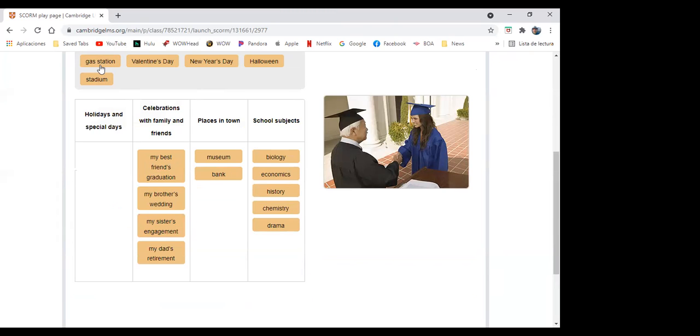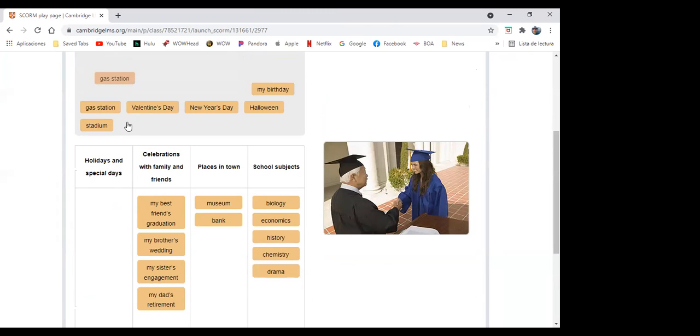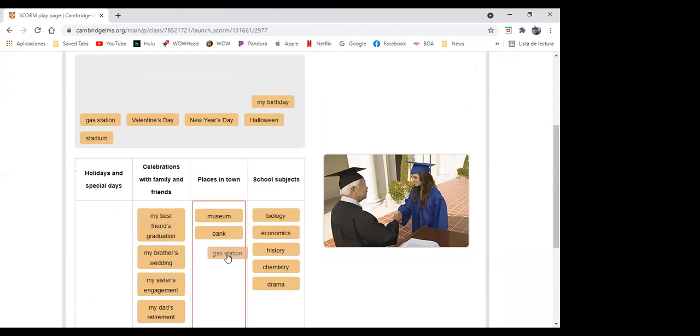Alejandra, gas station. Place in town. Okay, it's not a gas station. Gas station. Like you put the S together. Gas station.